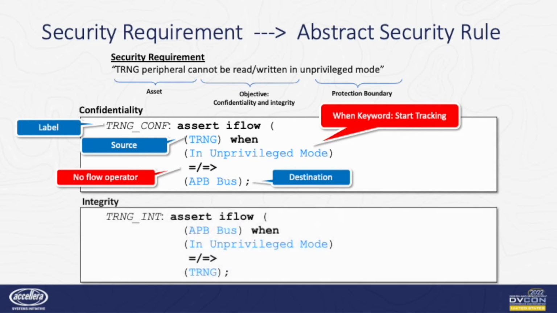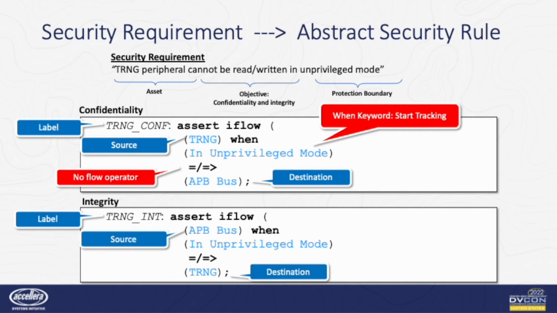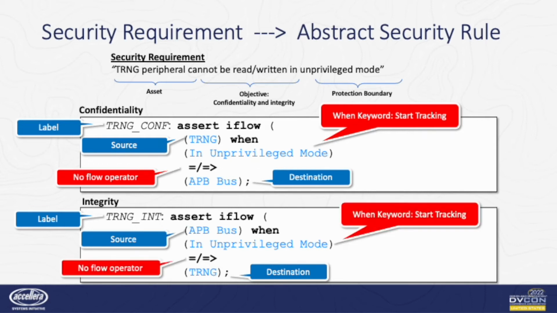Now the integrity rule. It has a label, and if you look at it closely, we find that the source and the destination from the confidentiality rule have now been interchanged. What this means is that the request, a write request specifically, from the ARM core should not flow to the random number generator block when we are in unprivileged mode.